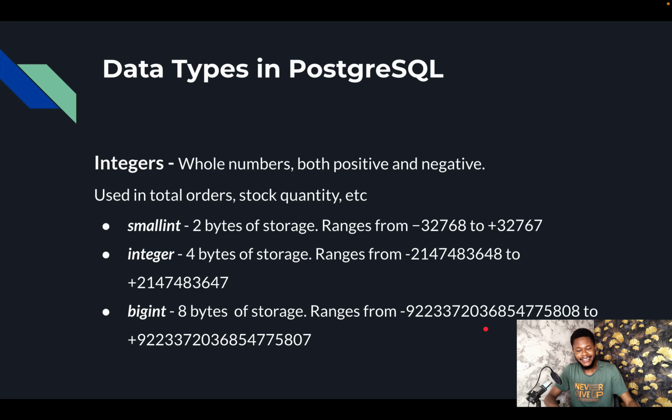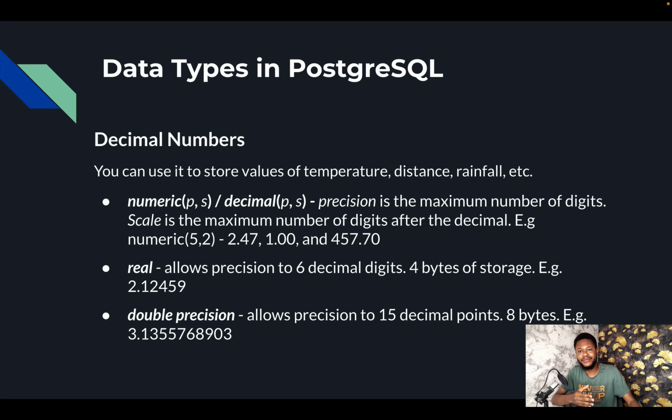Right, jokes aside, moving on. Now we have decimal numbers. You can use this data type to store things like temperature, distance, rainfall. Now in this case, you know that the value will be a decimal number, because the temperature could be about 23.5 degrees Celsius, or the distance could be maybe someone traveled 5.6 miles, 2.7 kilometers, or the rainfall. You know that these particular values are going to use decimal numbers. Now let's break it down to the different types we have under decimal numbers.